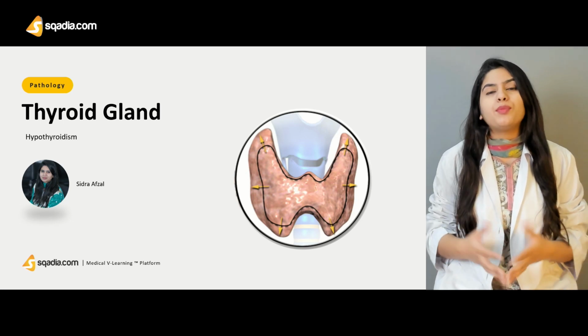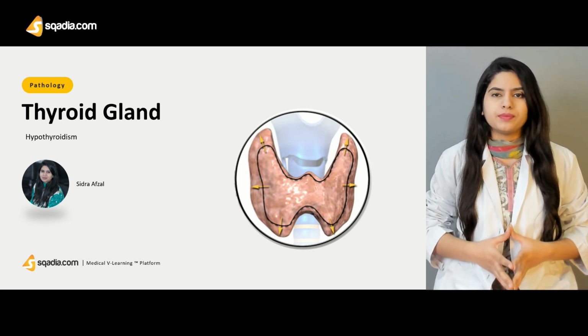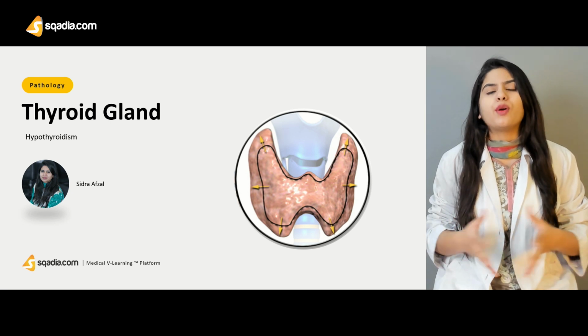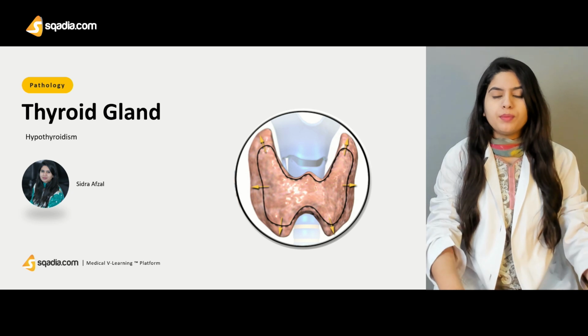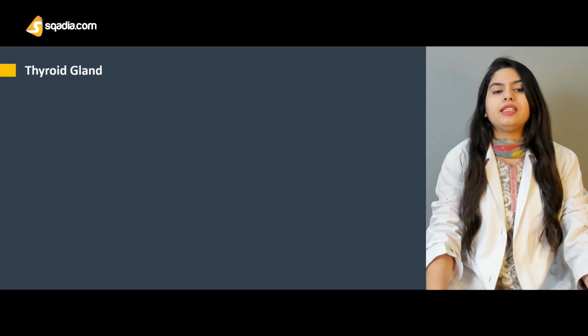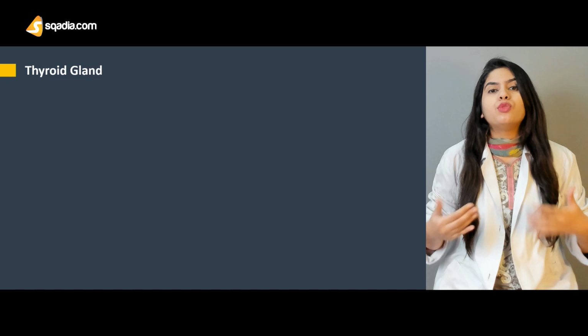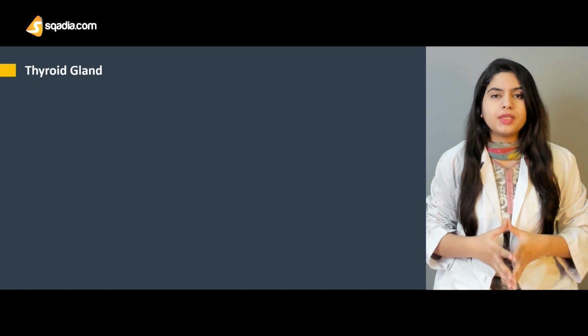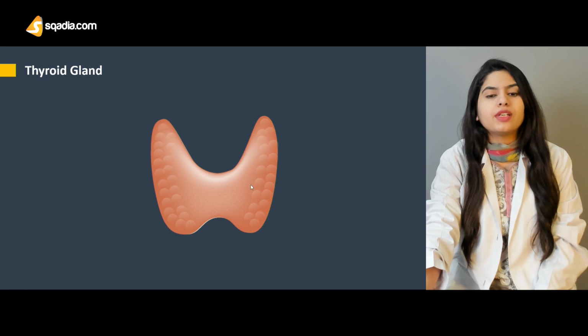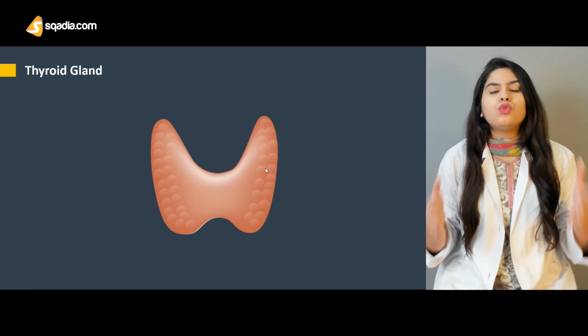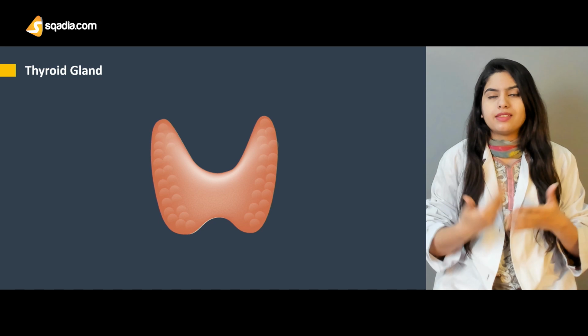Thyroid gland is an important component of the endocrine system as it produces the thyroid hormone that is involved in the metabolism inside our body. So we will study the basics of the thyroid gland to know about hypothyroidism in detail. This is the diagram of the thyroid gland, and you can see that it consists of two lobes that are connected by the isthmus.